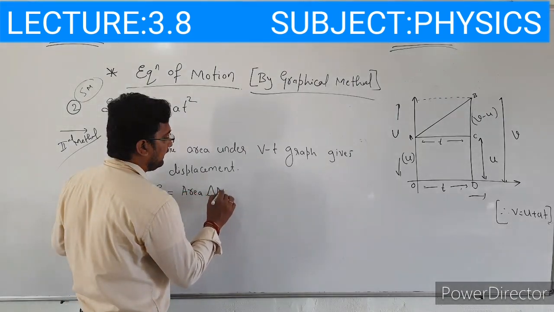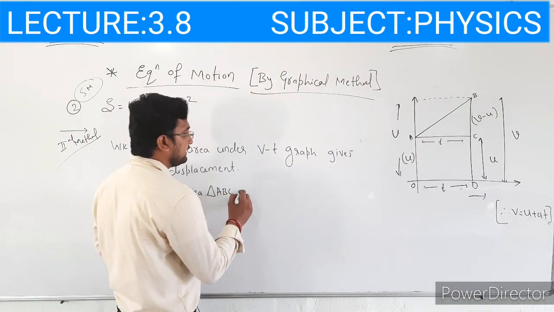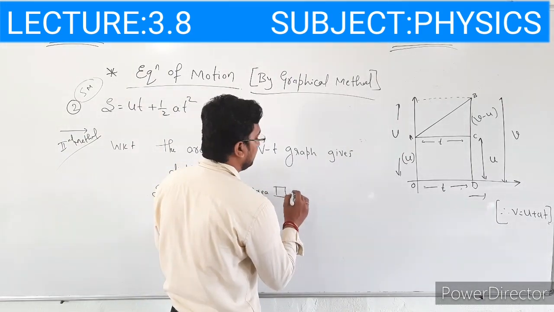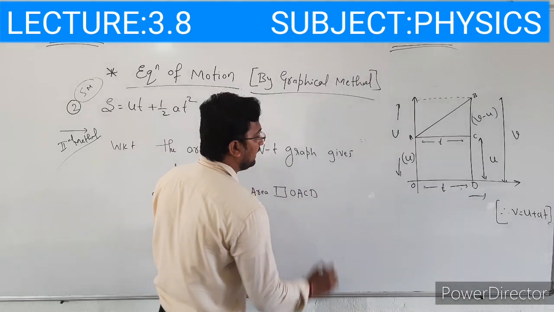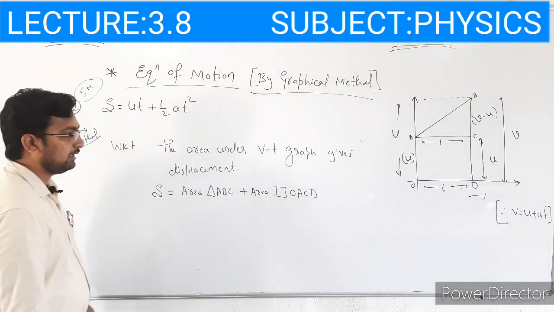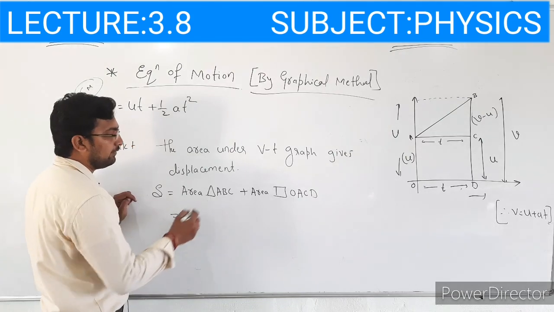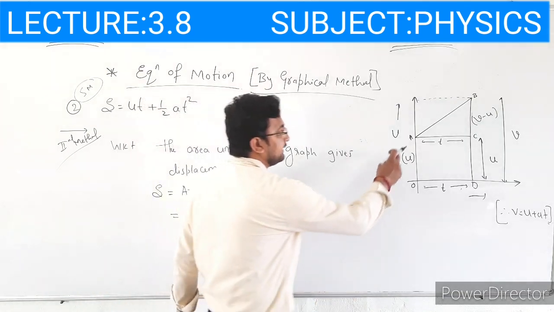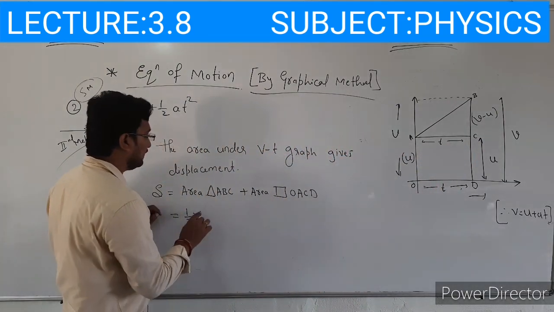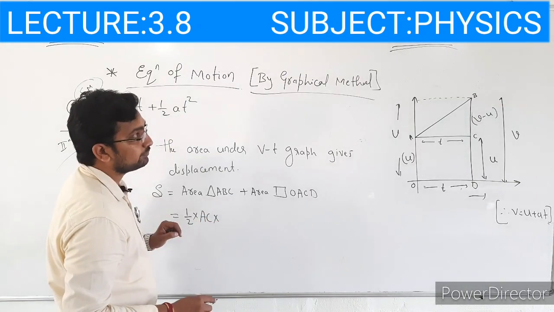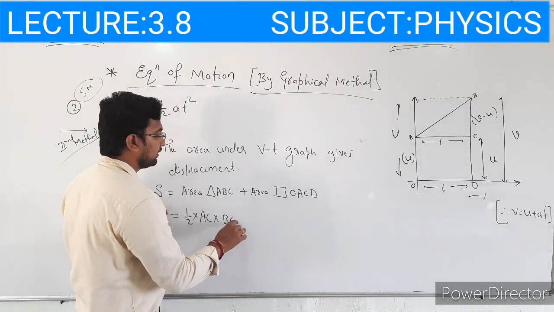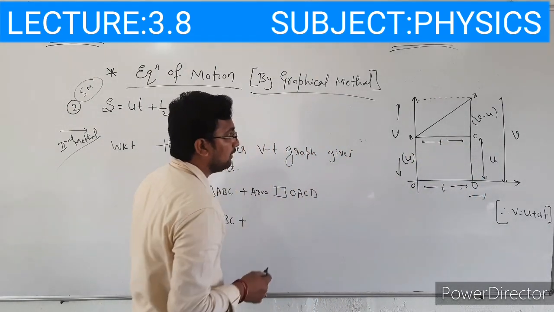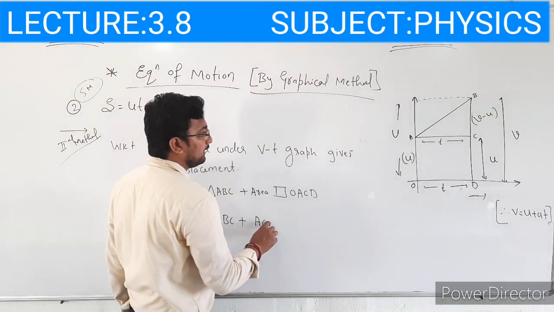the first one is the area of a triangle, that is ABC, plus the area of a rectangle, that is OACD. The area of a triangle formula is half into base into height. Here the base is AC, into height BC, plus the area of a rectangle, that is ACDO. The area formula is length into breadth, that is AC into DC.